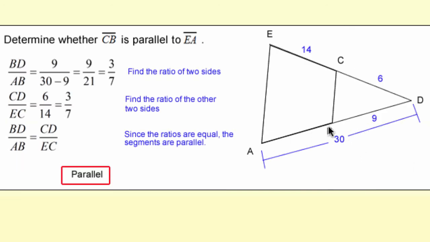You have to solve for the AB segment first, that's 21. So you do 9 to 21 and 6 to 14. Those both simplify to 3/7, so it is the same ratio, and you can say that the segment is parallel.